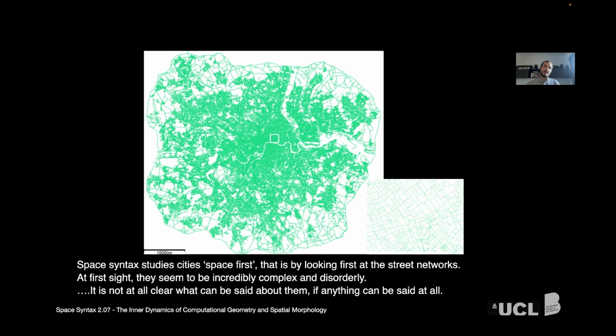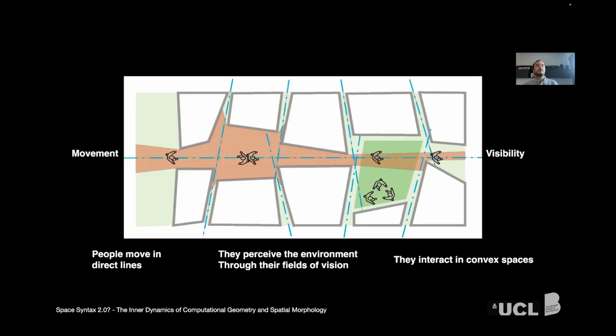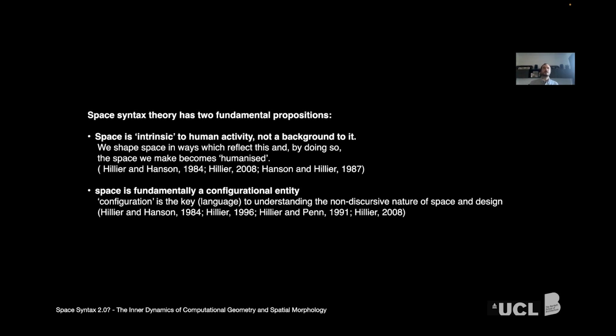Space syntax studies cities space first. That is by looking first at the street networks, which at first sight seem to be incredibly complex and disorderly. It's not clear what we can say about them or if we can say anything about them at all. But looking at space around us through movement, visibility, and basic morphology, we can start building some interesting ideas. Of course, we need to start from the architect's point of view, especially if you ask me. We have two core ideas, right?